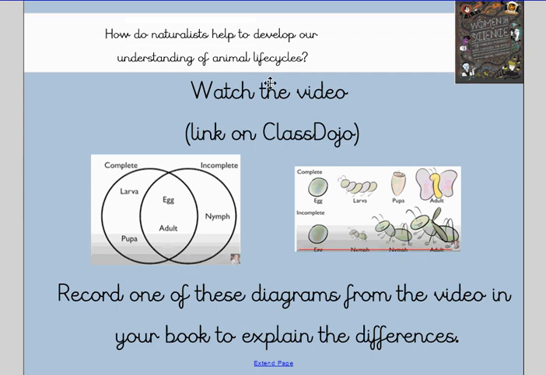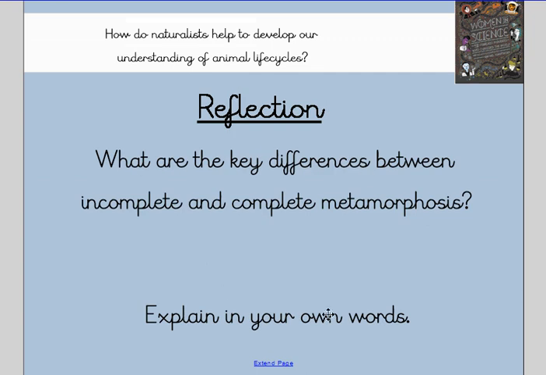Watch the video, complete the diagram, and then I'd like you to reflect on that. What are the key differences between incomplete and complete metamorphosis? So in your own words, what do you think the key differences are between those two?